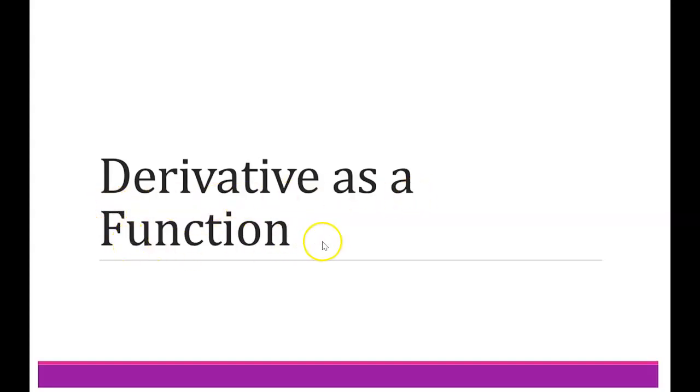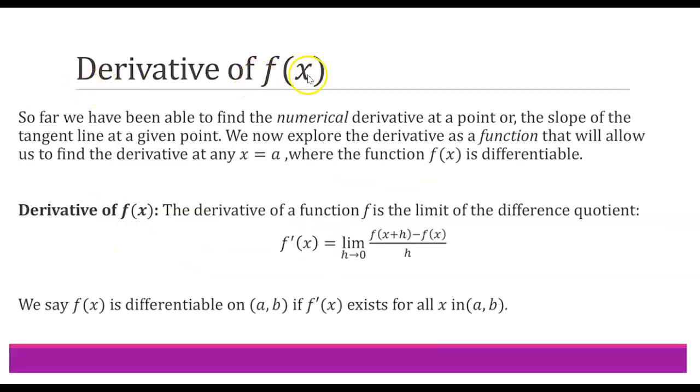Derivative as a function. Derivative of f of x. So far, we have been able to find the numerical derivative at a point, or the slope of the tangent line at a given point. Therefore, our answer was a number. We now explore the derivative as a function that will allow us to find the derivative at any x equals a value, where the function f of x is differentiable.